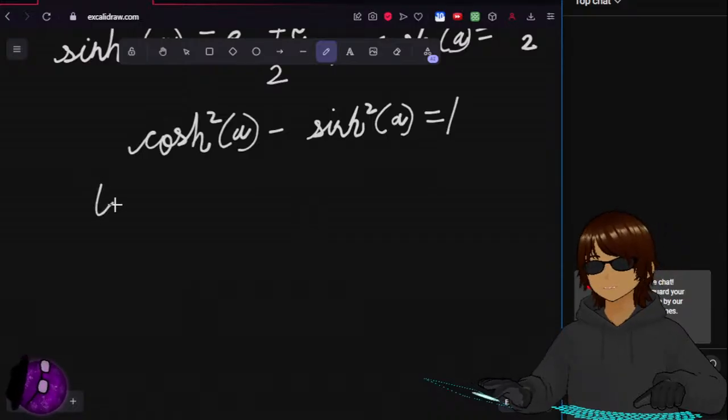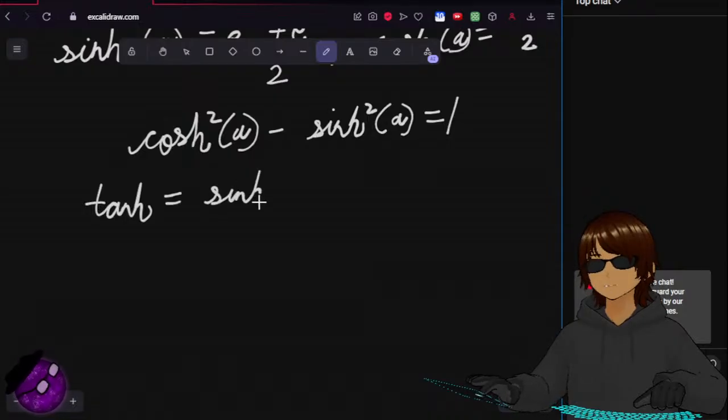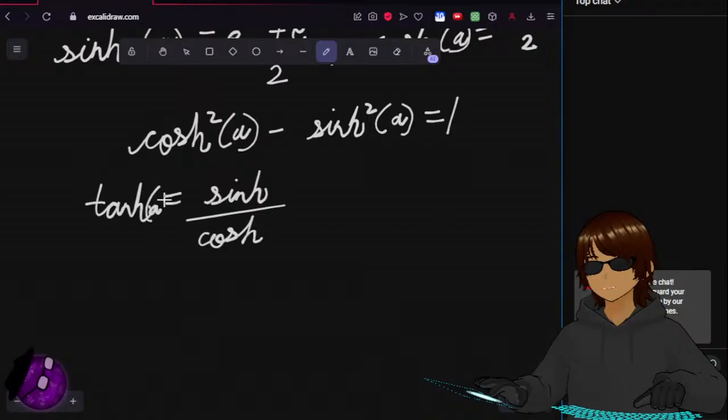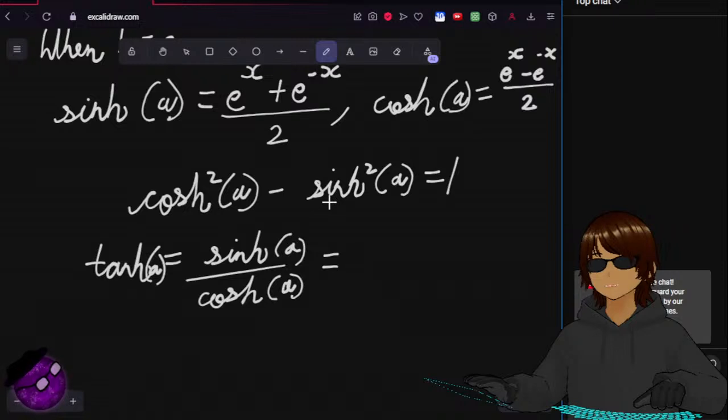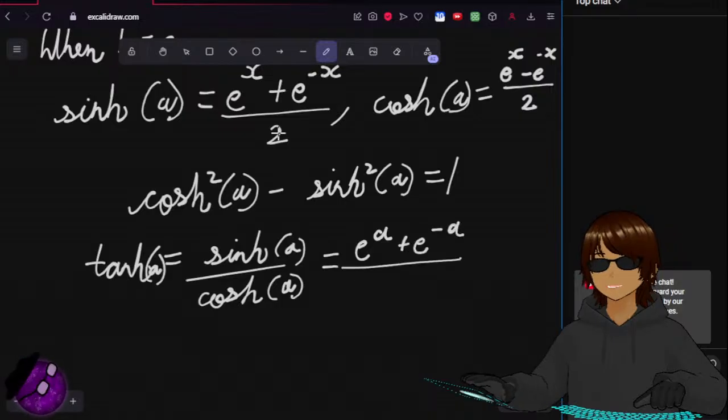Now, tan h is sin h over cos h. Let's do a, and then this is e to the power of a plus e to the power of minus a. Divide the 2 and 2 cancel out.